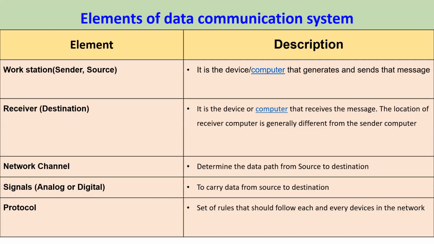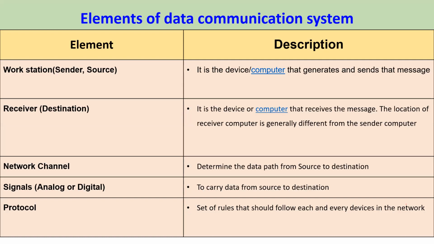Then the third one, network channel. Network channel is the medium through which data is transferred. That's a type of network. It may be a broadcasting system or a local area network. In that way, we should have a network system to carry the data from source to destination.